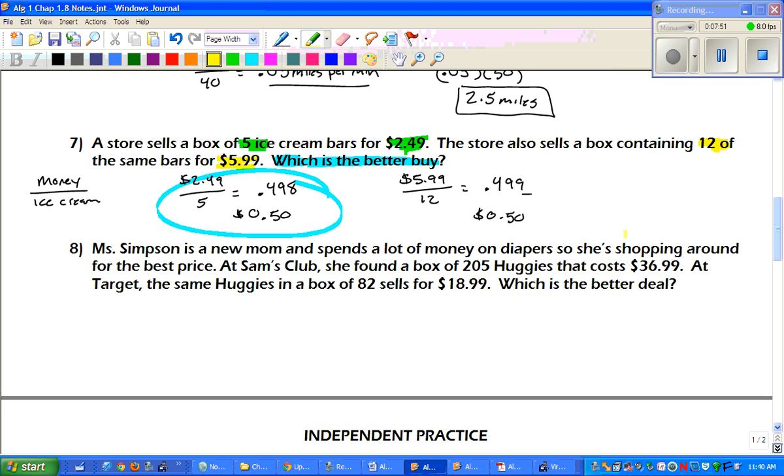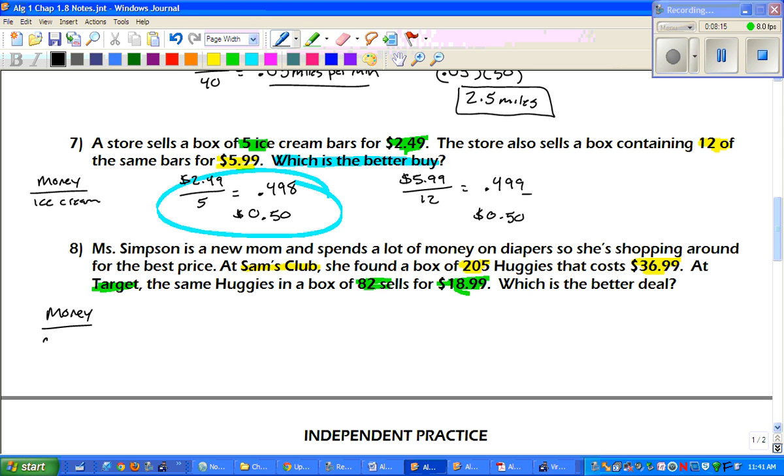All right. Last one, number 8. Miss Simpson is a new mom and spends a lot of money on diapers. She's shopping around for the best price. Sam's Club, 205 diapers for $36.99, and Target is 82 diapers for $18.99. So where can you find the better buy?